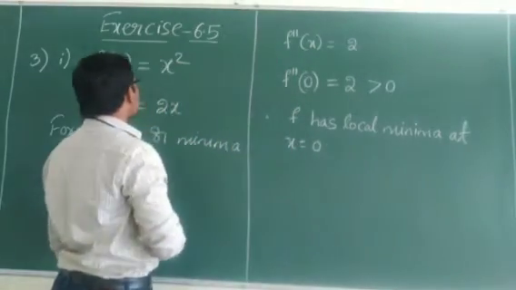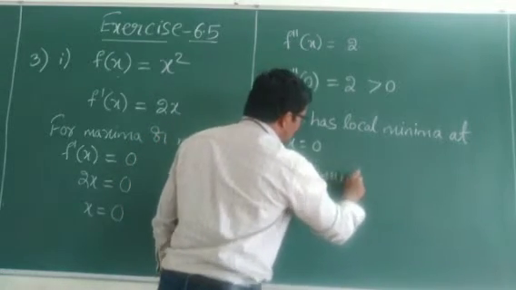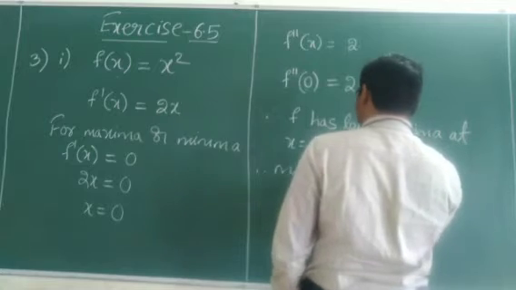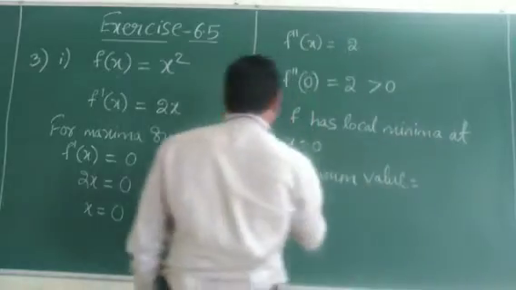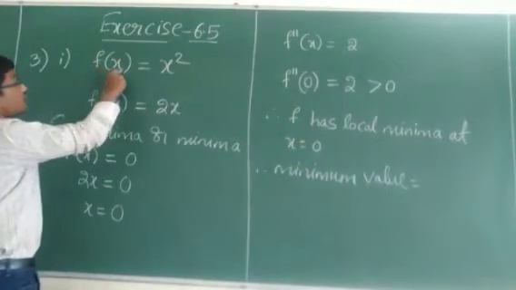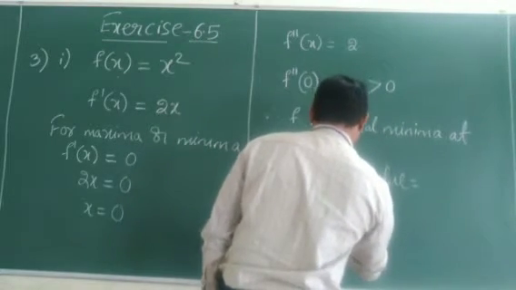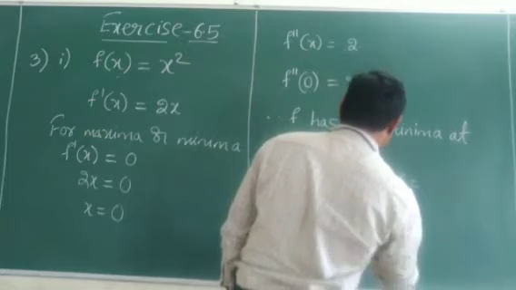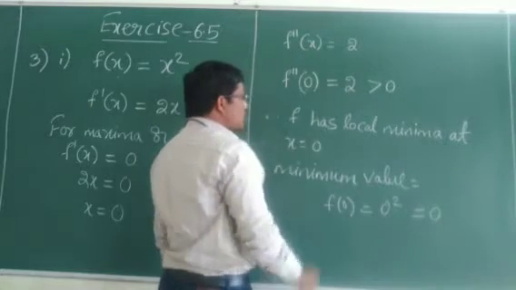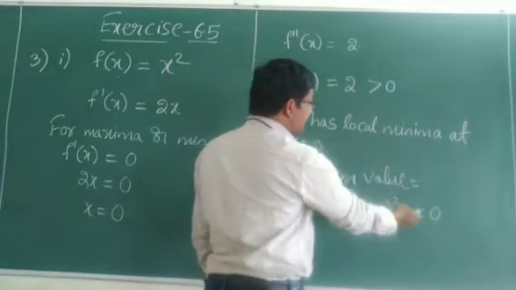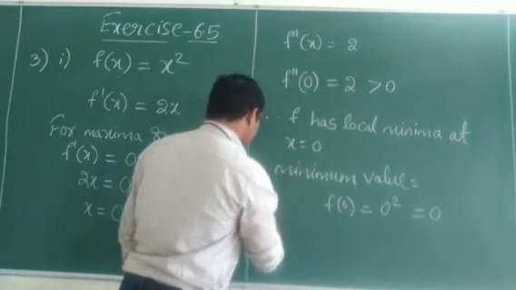Once you find the point of local minima, we can find the minimum value. So once you get the point, we can substitute it. The minimum value is equal to f of 0, substituting 0 in the given function. f of 0 is equal to x square, that is 0 square, which is equal to 0. So the minimum value is 0 at x equal to 0.